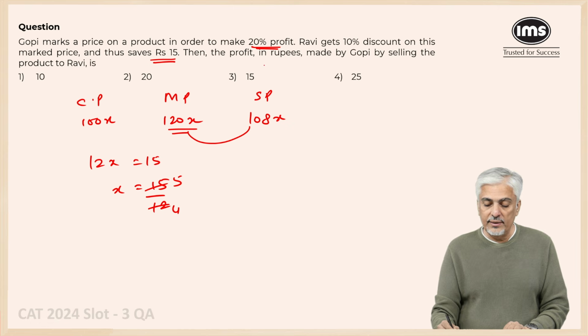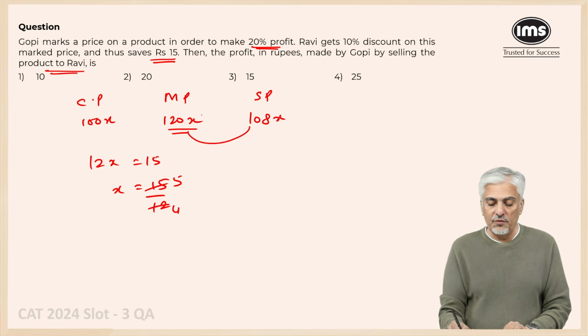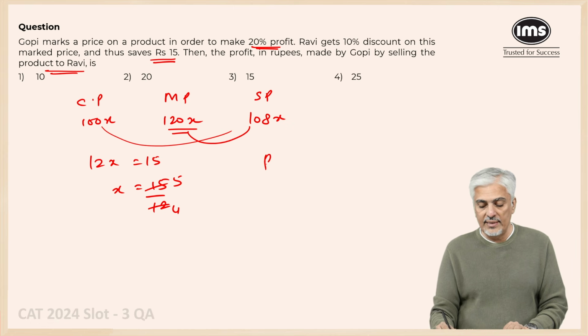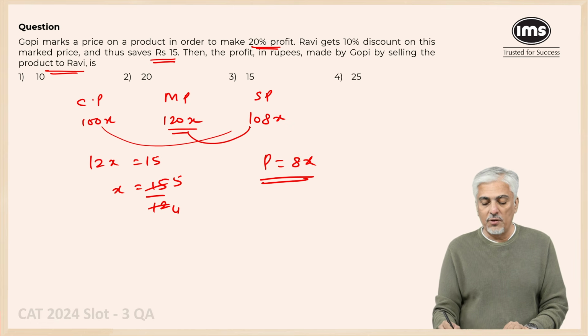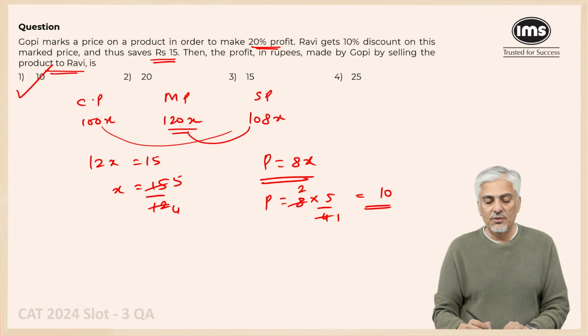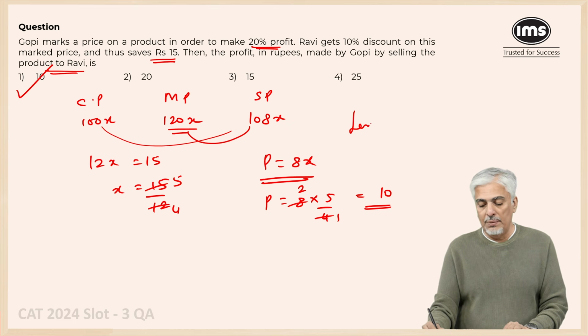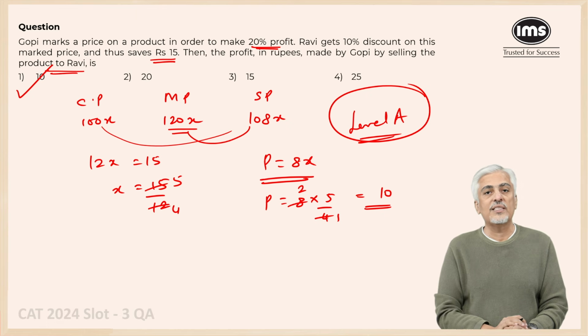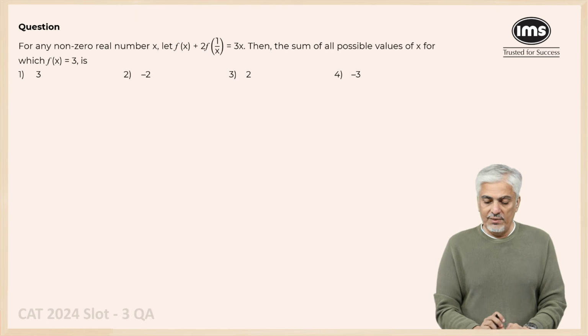What do we want to find? The profit in rupees made by Gopi by selling the product to Ravi. So the profit which he makes is 8x. The profit made is 8x because profit is selling price minus cost price. So profit will be 8 into 5 by 4. 4 1s are 4 2s are. Answer will be 10 rupees, which is the first option. Maybe something below level A. Again, this is a question you don't miss out in a test situation. Let's have a look at the next question.